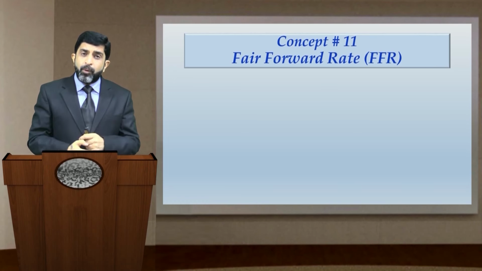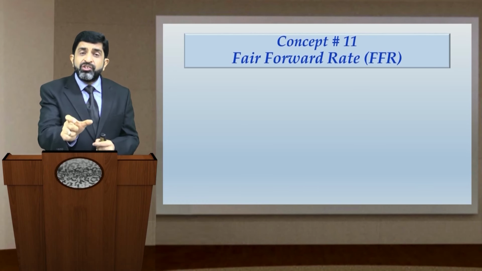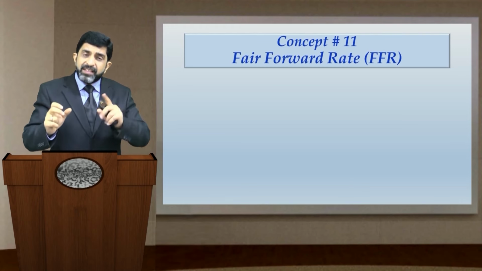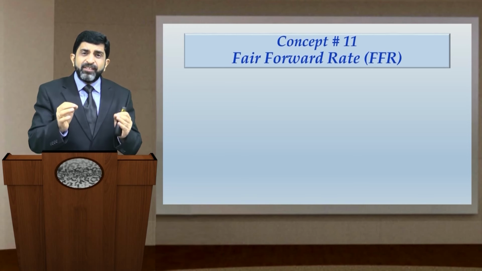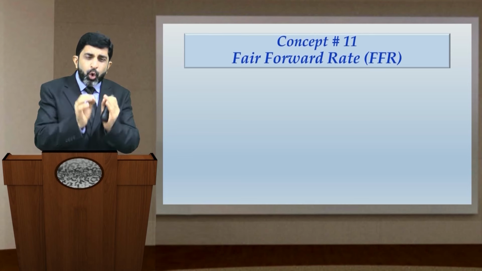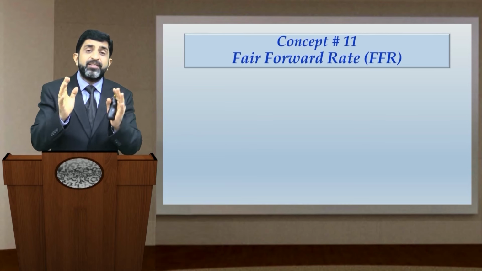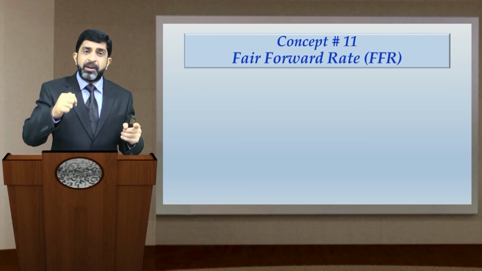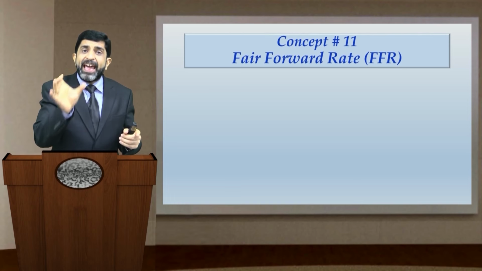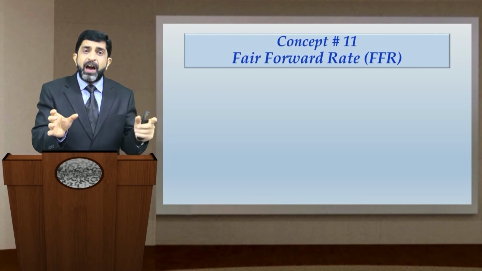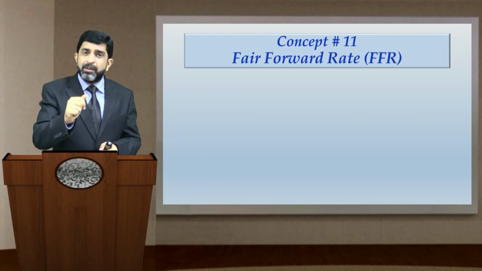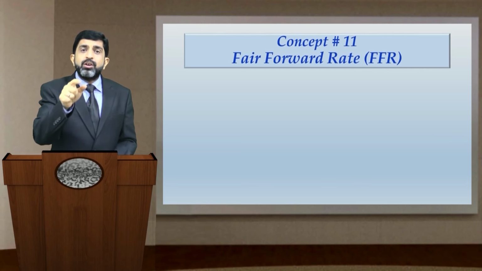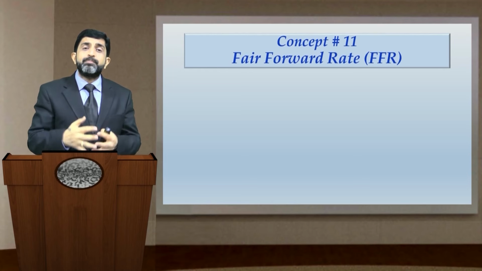Through calculation of fair forward rate, you will get a forward rate which should be the prevailing forward rate. That is the rate which should prevail. If the bank is quoting the actual forward rate very close to the fair forward rate, it is okay. But if the actual forward rate AFR and the fair forward rate FFR are substantially different, we can challenge the bank, bargain and negotiate with the bank, and bring the bank down to the fair forward rate as close as possible.